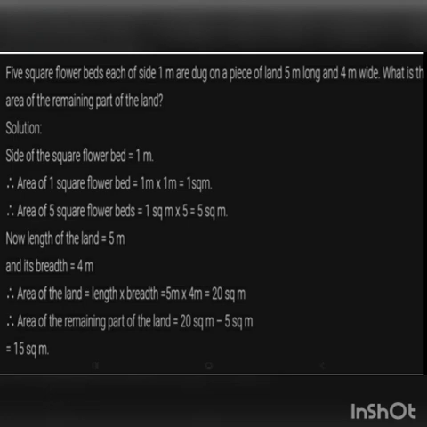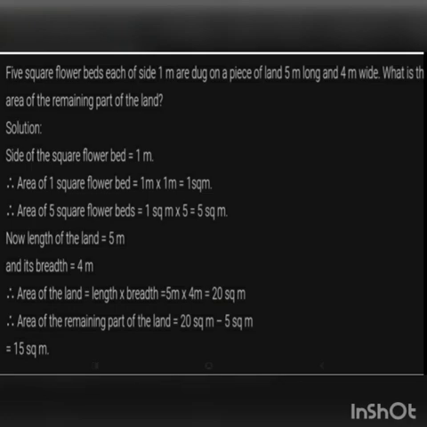Now let me find out the area of the land. Length is given as 5 meter and width is given as 4 meter. So the area of the land is length into breadth, 5 meter into 4, 20. So the total land is 20 square meter, and out of this 20 square meter, 5 square meter is taken for keeping these flower beds. So what will be the remaining area? 20 minus 5, 15 square meter. So the remaining land where there are no flower beds, that much area is how much? 15 square meter.